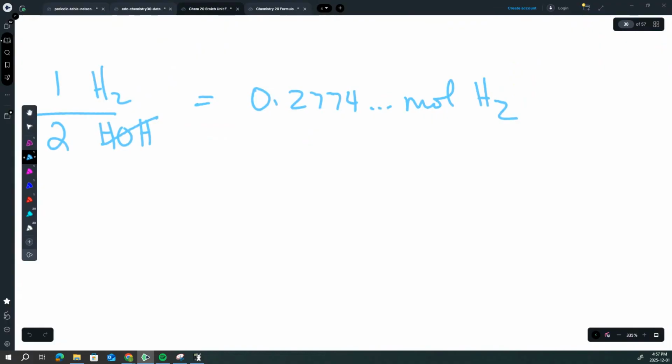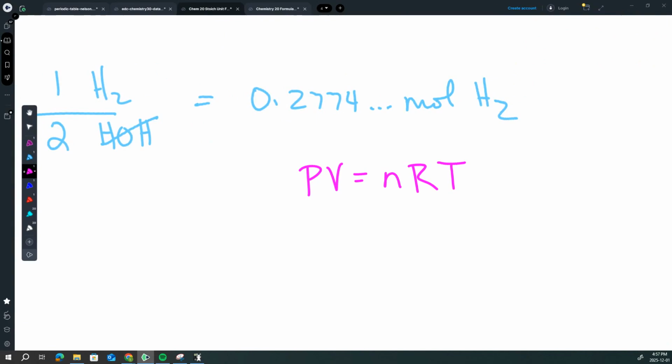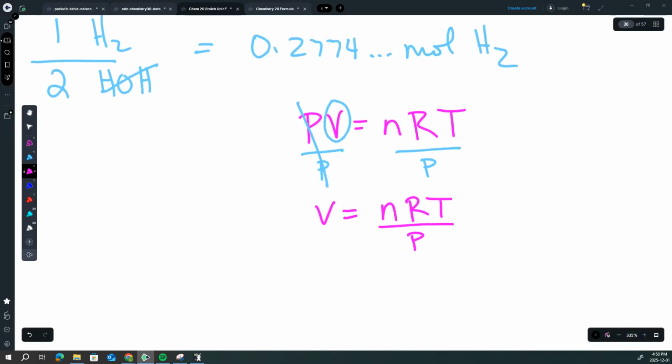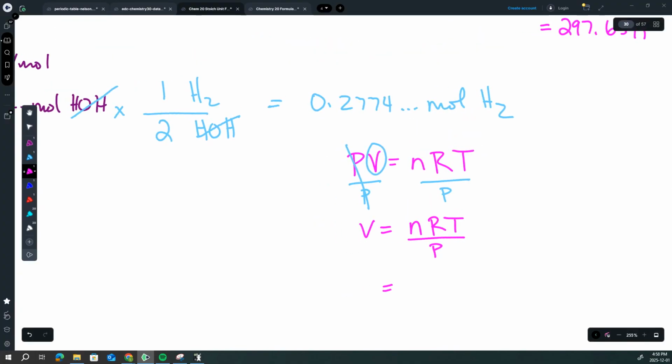All right, so PV is equal to nRT. We're looking for volume, so we have to get rid of pressure and bring it over to the other side. So pressure is multiplying volume right now, so we're going to do the opposite. We're going to divide by pressure. So those cancel out. Volume is equal to moles times the ideal gas constant times temperature divided by pressure. Now, let's just plug in all of our numbers here.